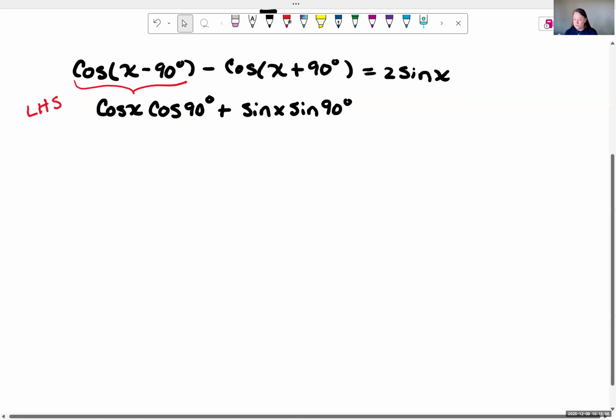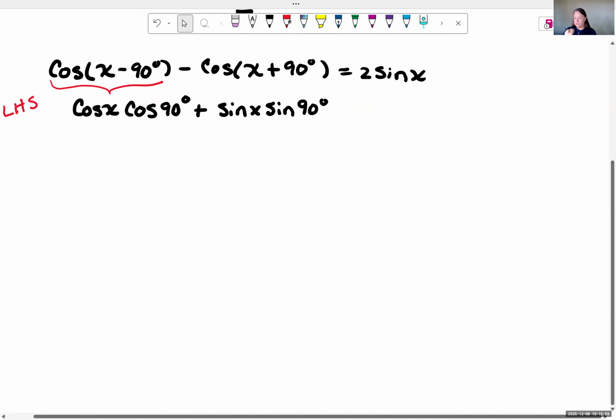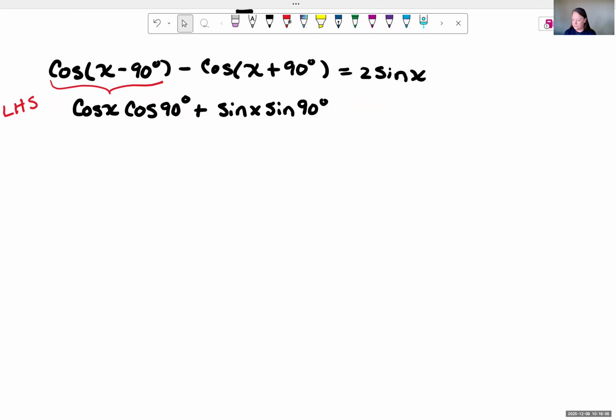It would be wrong if you thought of that cosine as being able to distribute to x minus 90 degrees, because that is our argument, and cosine is a function. We can't do that. So now I'm going to look at cosine of x plus 90 degrees. Again, I'm going to look at the sum of 2 angles for cosine. We have to be careful because of this negative sign out here. So I'm going to put parentheses around this whole thing when I rewrite it.